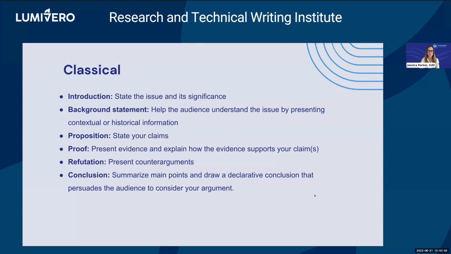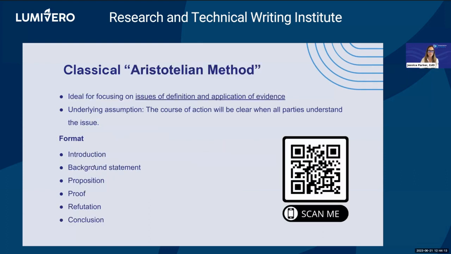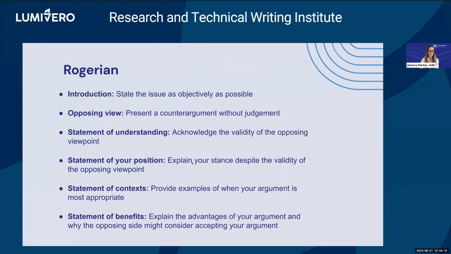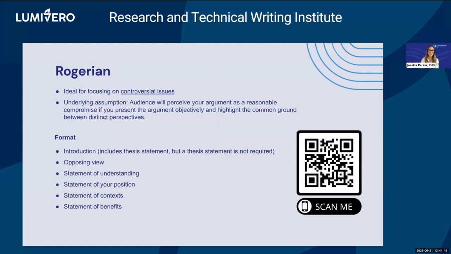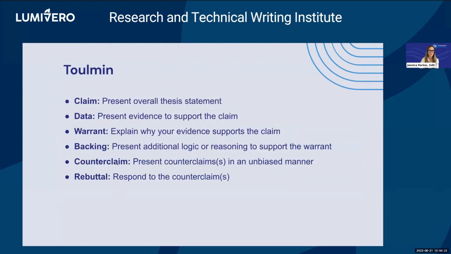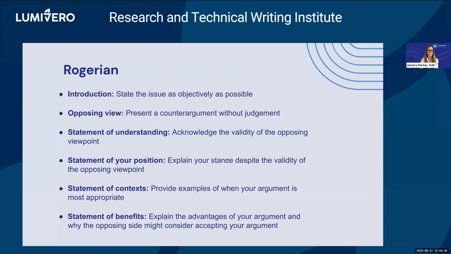And so this is where your thesis statement sits, in the conclusion of the classical argument, after you've presented your evidence and the counterargument. As you can see, even though they don't necessarily call these counterarguments, each of these methods has a counterargument. In the classical method it's the refutation, and the counterargument is the opposing view, which is earlier in the paper. And then the Toulmin has the counterclaim. So counterarguments are included in all of those.